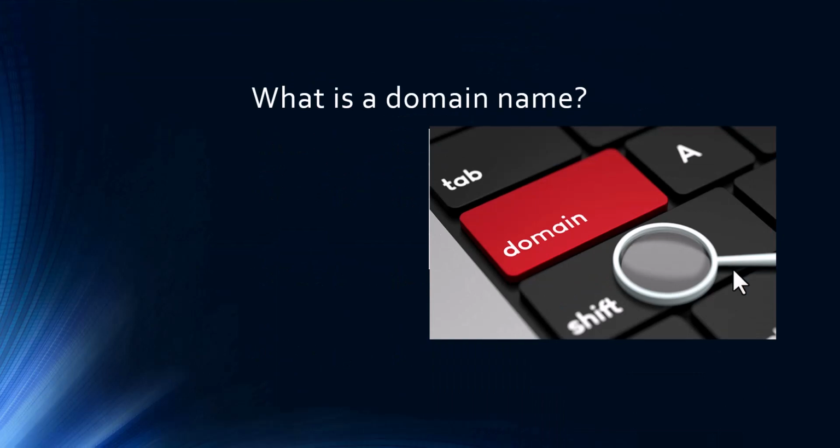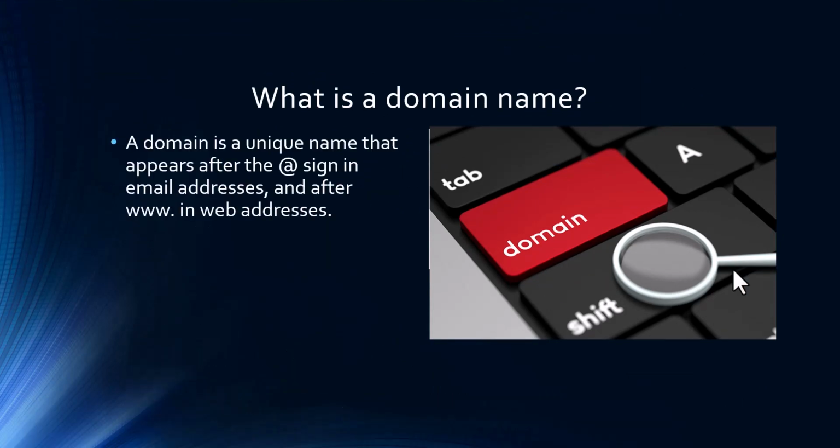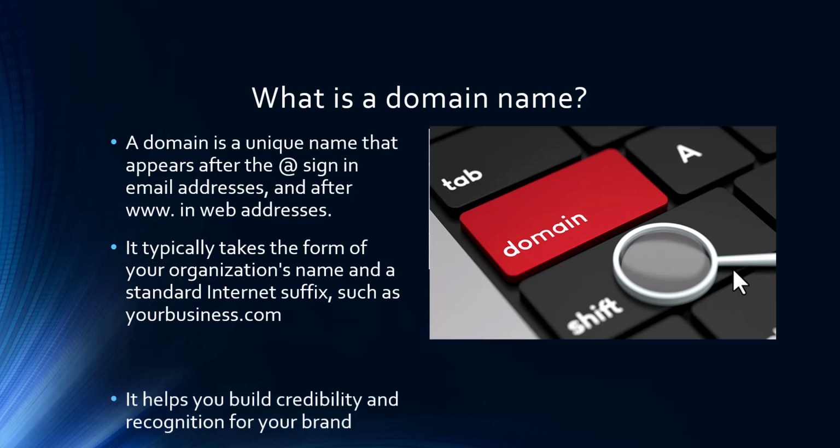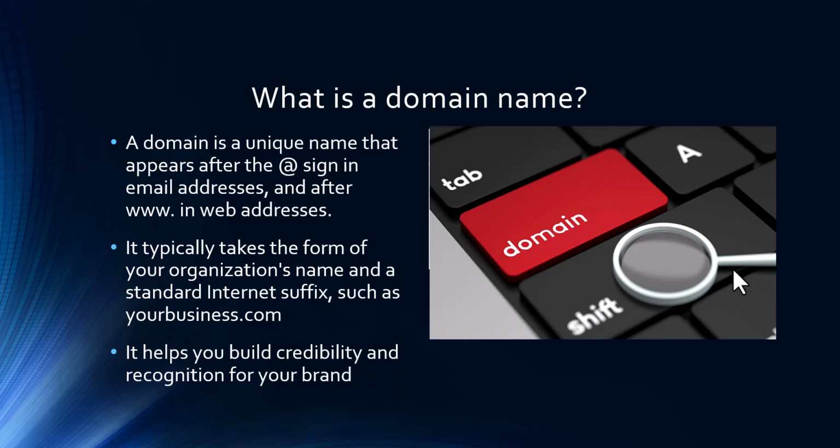So we're looking at the summary. What is a domain name? A domain is a unique name that appears after the @ sign in email addresses and after the www dot in web addresses. It typically takes the form of your organization name and a standard internet suffix, such as yourbusiness.com. It could be .net, it could be .org. It helps you build credibility and recognition for your brand. So if the name of an organization is, let's say, Google, you would want to purchase a domain, maybe google.com or google.net, whichever the case may be.